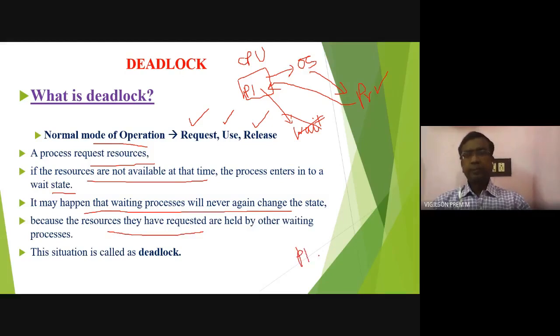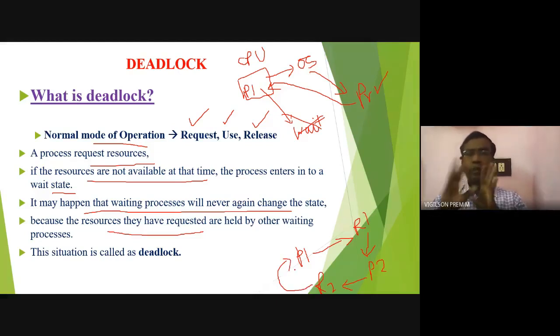Process P1 is requesting resource R1. P1 is asking OS, I want resource R1. R1 is currently used by process P2. Process P2 is requesting resource R2, and R2 is currently used by process P1. I think you are able to understand the situation.